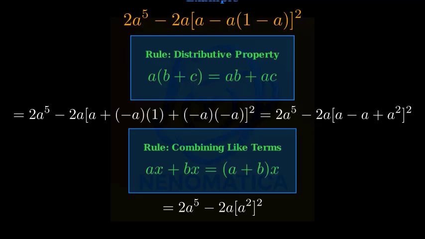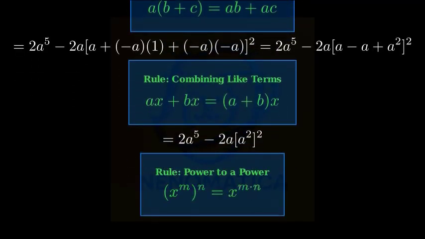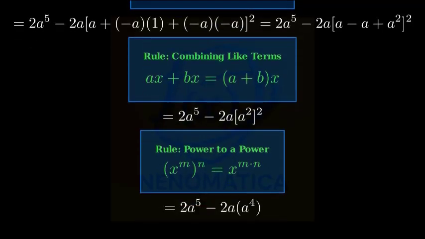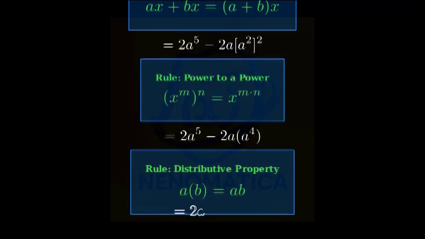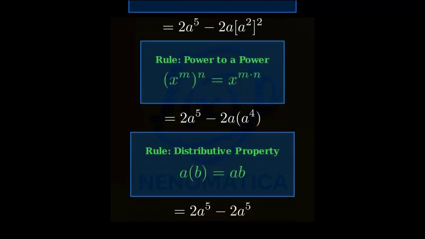Now, we need to square the term inside the brackets. We'll use the power rule to simplify. a squared squared equals a to the 4th power. Next, we'll multiply what's outside the parentheses. We'll distribute the negative 2a. Negative 2a times a to the 4th power equals negative 2a to the 5th power. Finally, we can combine like terms.